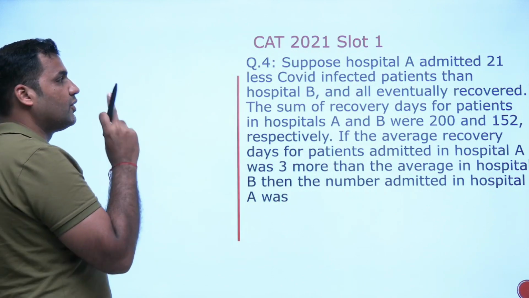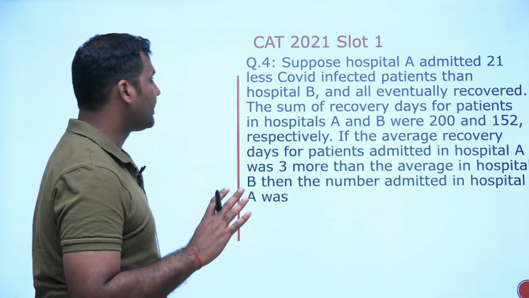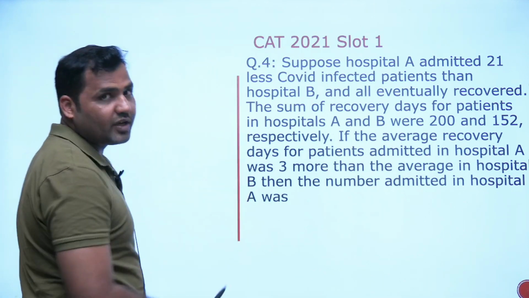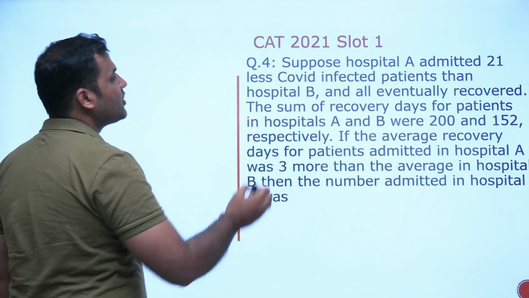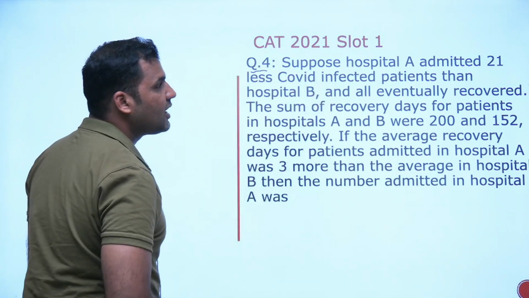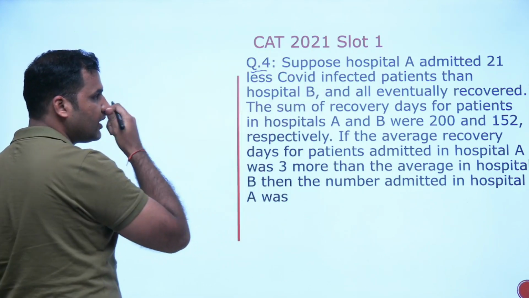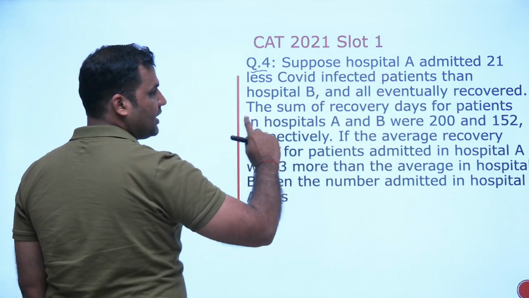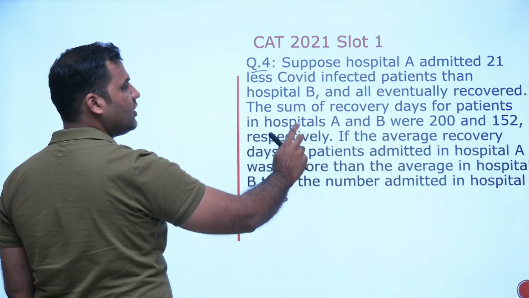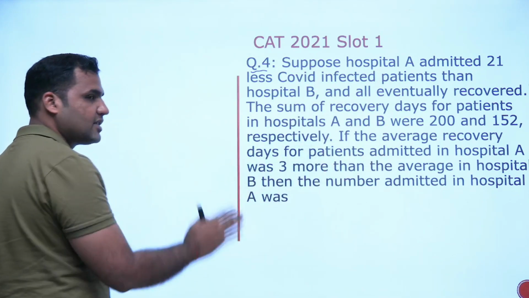Again an average question. So 3 questions from a single chapter, average, have come in the paper, right? So average is very important. You can see that. Okay, 2021 slot 1, guys. Question number 4 says, suppose hospital A admitted 21 less COVID infected patients than hospital B, and all eventually recovered. The sum of recovery days for patients in hospital A and B were 200 and 152 respectively. The average, okay, guys, understand the statement.